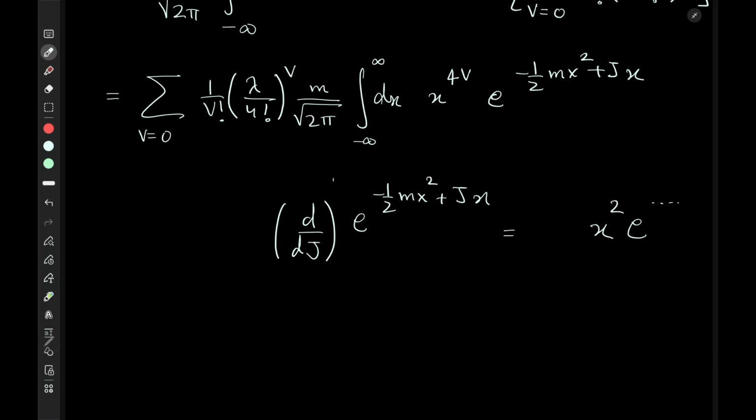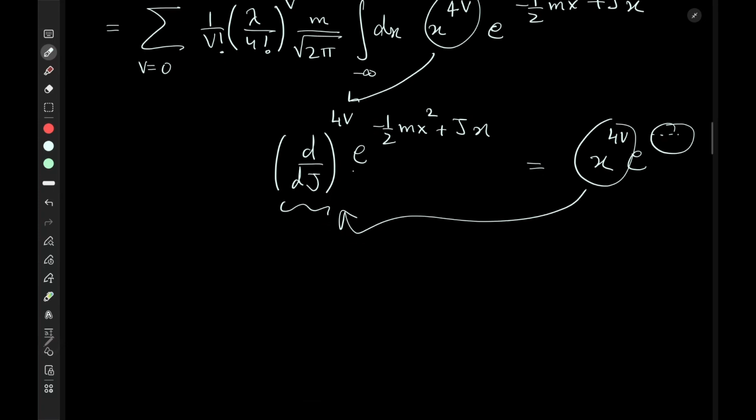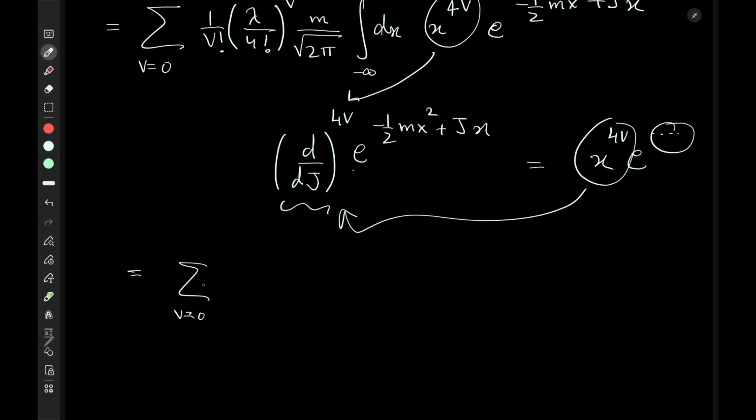In general, if we differentiate it, let's say 4v times, we will pull out a factor of 4v, and this is exactly what's written here, exponential of this whole thing times x to the power 4v. So which means that instead of x to the power 4v, we can write d over dj to the power 4v, as in differentiating 4v times this function with respect to j. And this is a huge deal because now this x dependence has turned into some sort of differentiation, but there is no x here, so I can pull this outside the integral, which means I can write this whole thing as follows.